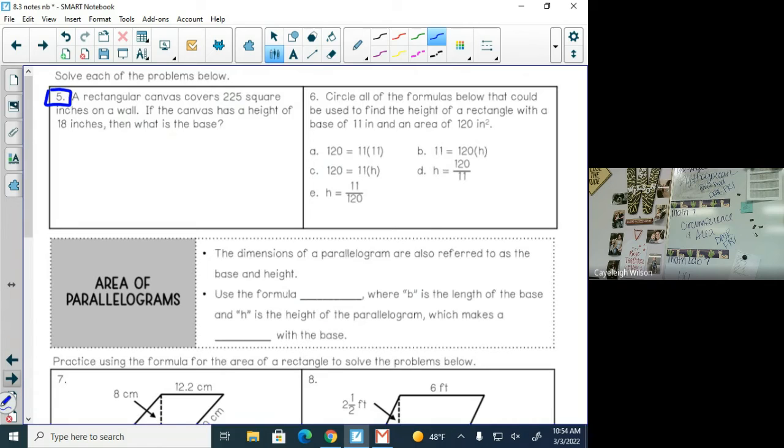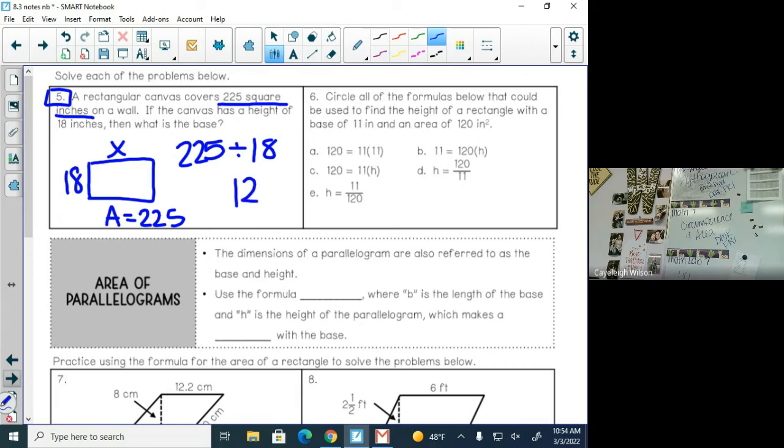All right, Eliana, what'd you get? Perfect. All right, so 225 square inches. So here's my little rectangle. It tells me the area is 225. It tells me it has a height of 18. What's that side? So 225 divided by 18. That's 12.5, and my label is.